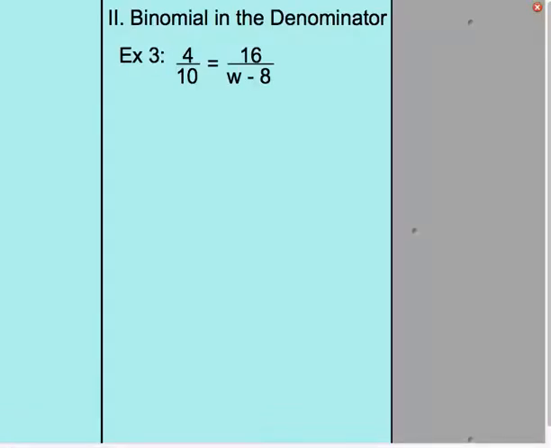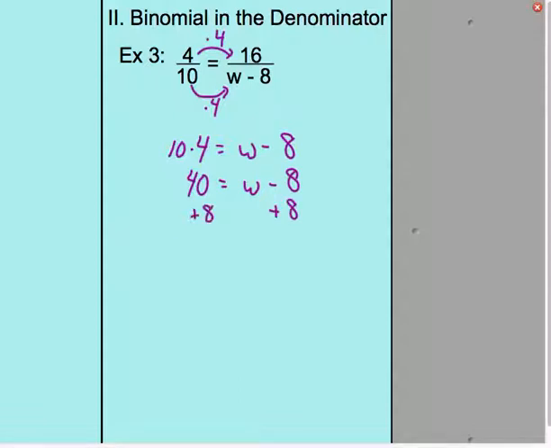Alright, so now we're going to take a look at binomials in the denominator. This works the same way, except I'm seeing this pattern again. I don't think I intended to do this on all of them, but I don't need to get my w out of the denominator because 4 times 4 gives us 16. So 10 times 4 equals w minus 8. 10 times 4 equals 40. To solve for my w, I will add 8 to both sides. W equals 48.